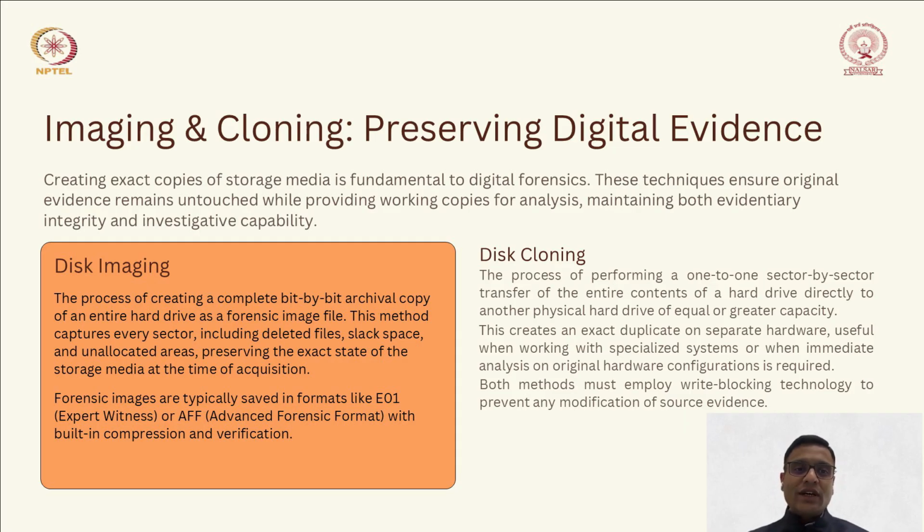Now we'll try to understand how we make a copy of the hard disk. There are two techniques: imaging and cloning. We'll try to fundamentally understand the difference between imaging and cloning. As the name suggests, imaging will make an image wherein a bit-by-bit archival copy is created. The entire hard disk is made into an image. The major difference here is that the output is an image file.